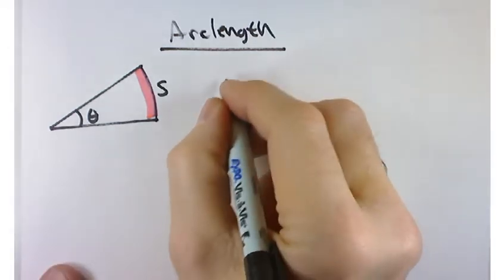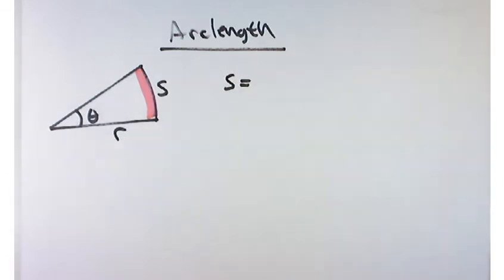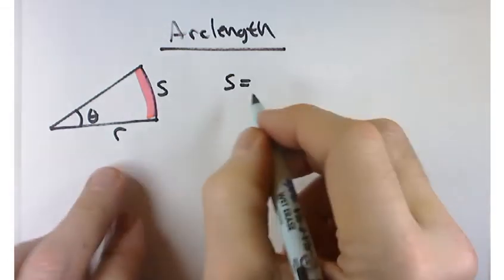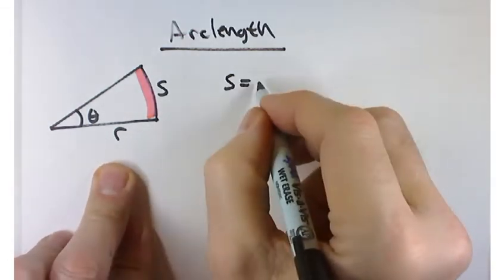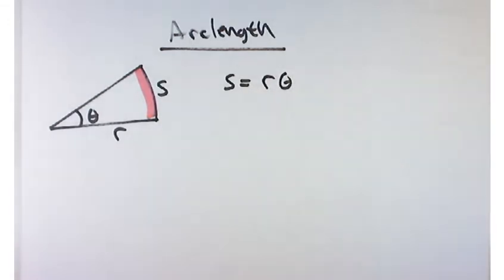And there's a formula for it, which is pretty simple. Let's assume that the radius of your circle, or the portion of a circle that you're working in, is r. And the arc length is simply r times theta. S equals r times theta.